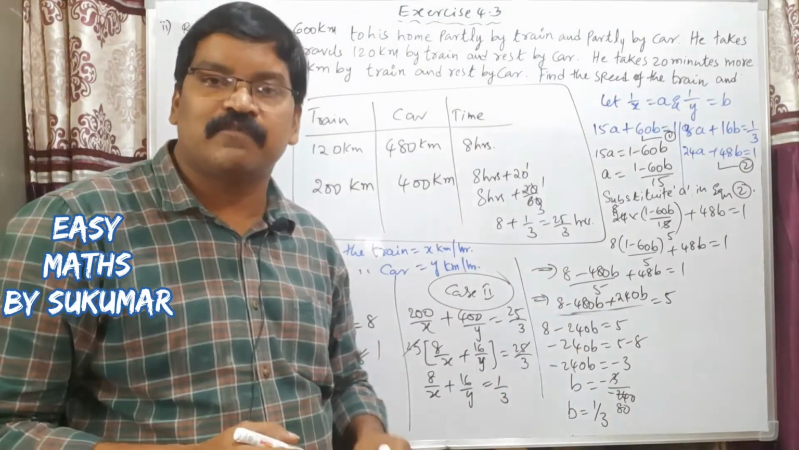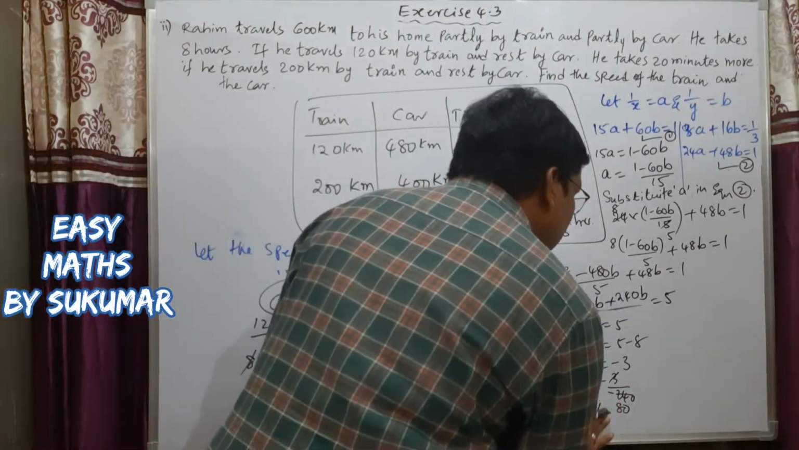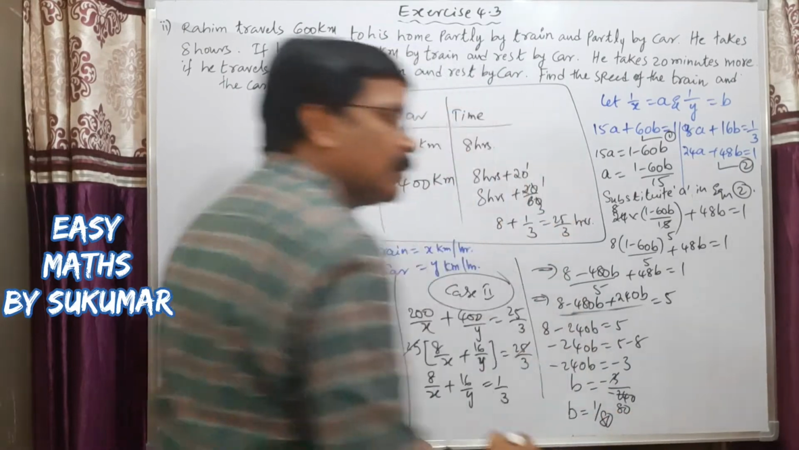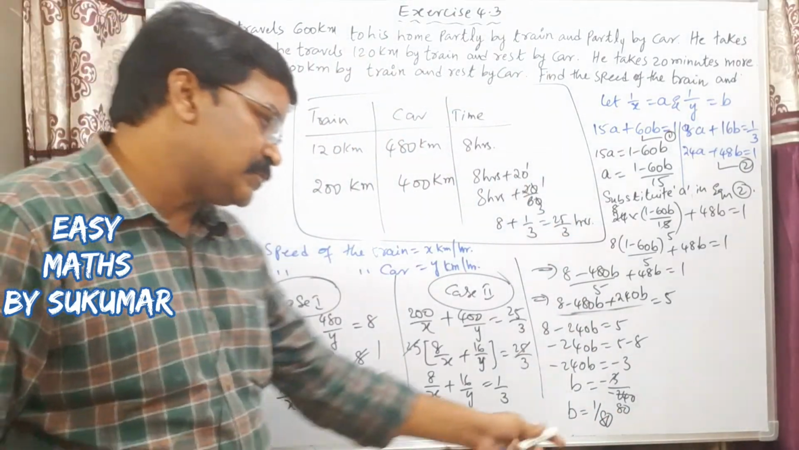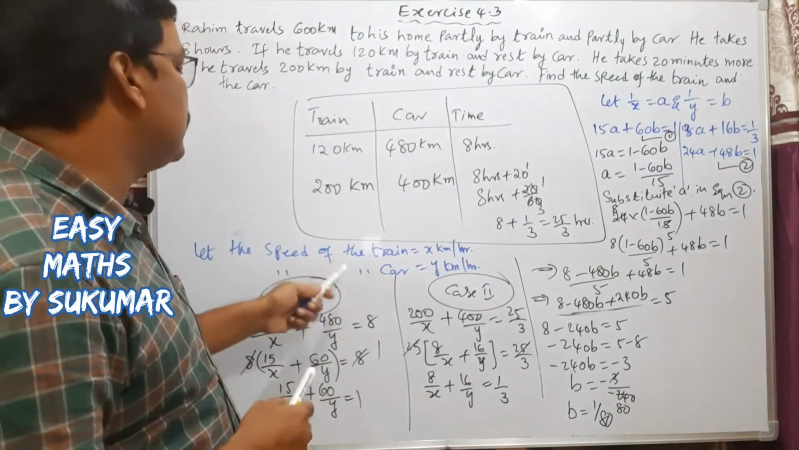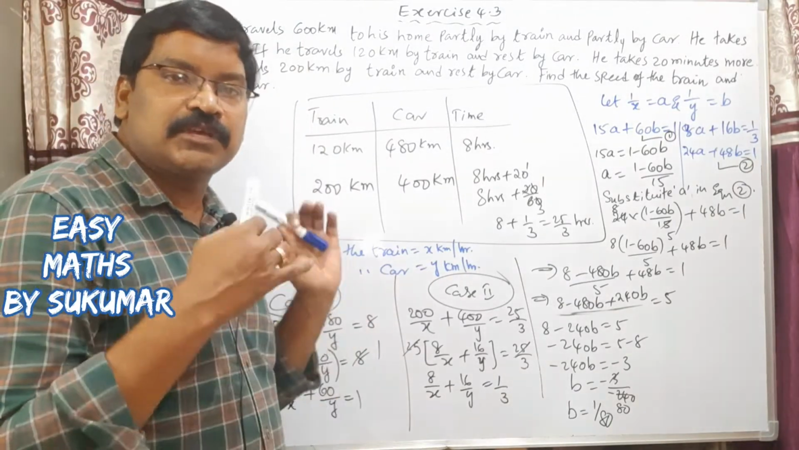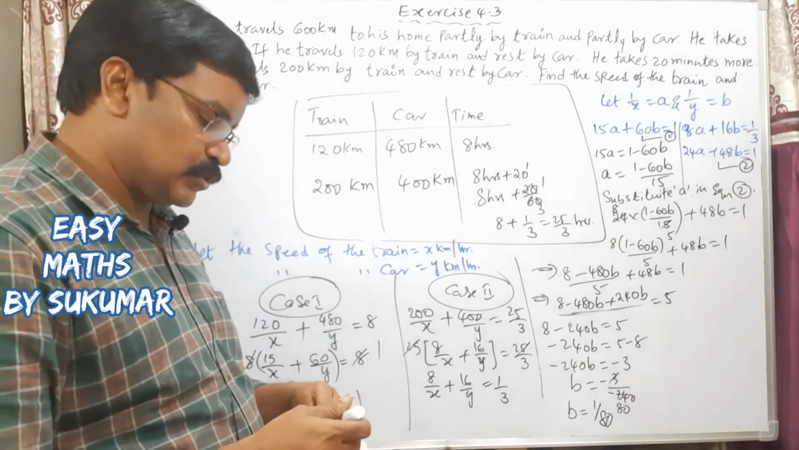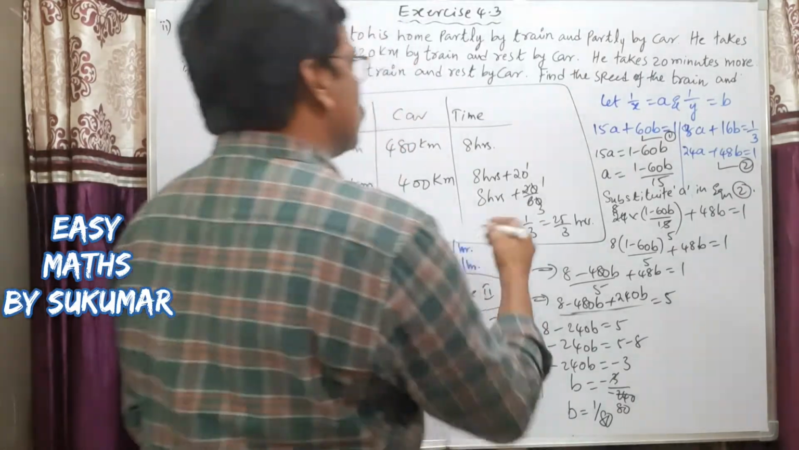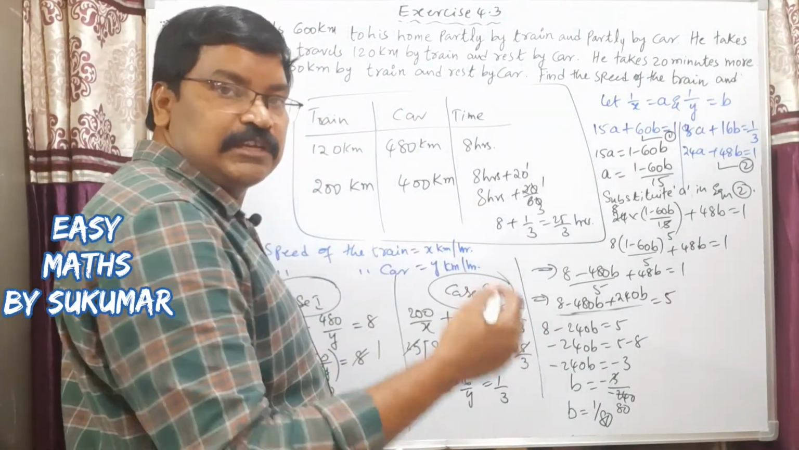Finally we get the value of b. The value of b is 1 by 80. So my dear students, what is b actually? b is 1 by y, so y is the speed of the car. Therefore the speed of the car is equal to 80 kilometers per hour.